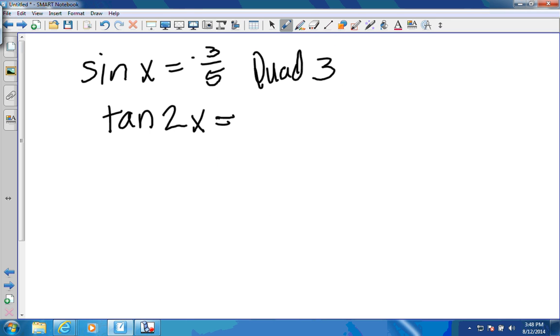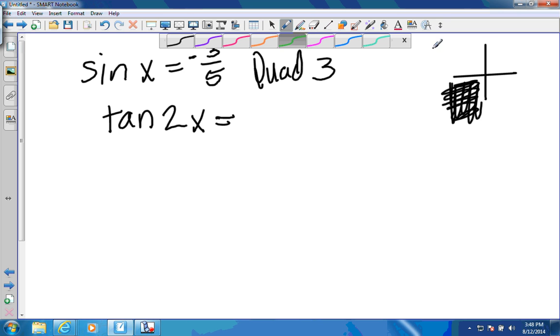Alright, so now sine is a negative 3/5. And we're in quadrant 3, so that puts us over here. And you should know that in this quadrant, sine is negative.